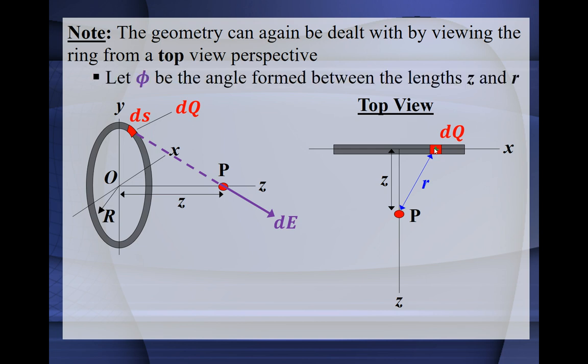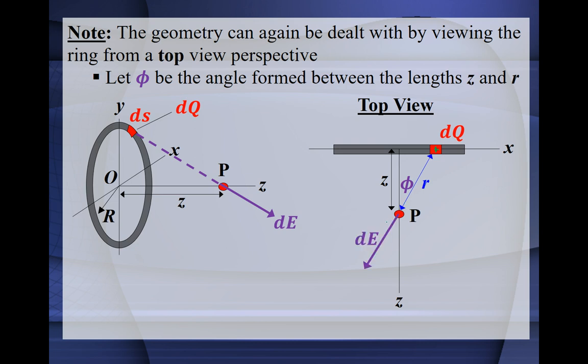I'm going to identify another variable, which technically would be a variable for all the differential charge elements, and that is phi. I'm going to let phi represent the angle between the length z and little r. So in the picture, for my right angle triangle, this would be this angle that's bound down here between z and r.